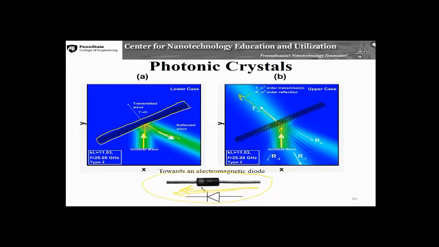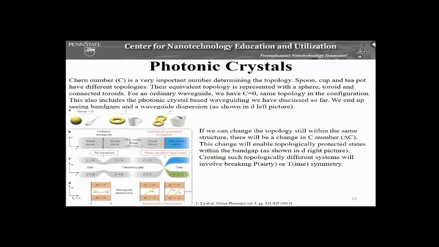This is extremely important because all of our communication systems rely on light. So if we have something very similar to a diode in the electrical components, we can apply that to light, and that would make life much easier for our light processing. Okay, so a lot more has been done.